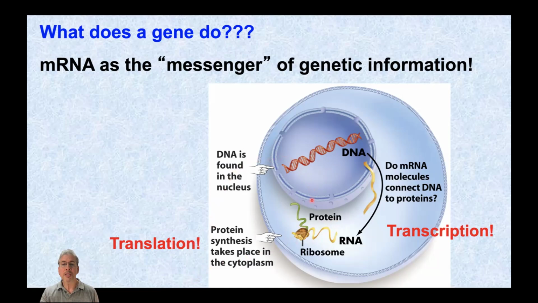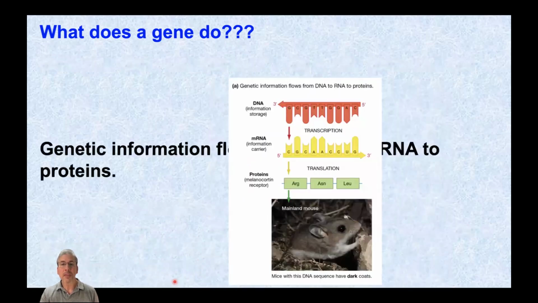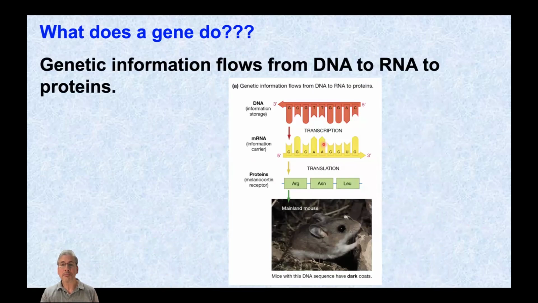And then collectively, this whole idea of this flow of information from DNA, shown here in red, to RNA, shown here in yellow, to a protein, shown in green. That's the so-called central dogma of molecular biology. And again, the sequence of bases in DNA codes for a complementary sequence of bases in the messenger RNA, which is then used to link specific amino acids together when a protein is produced.